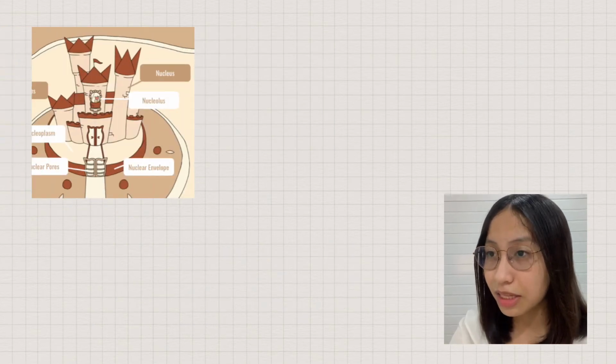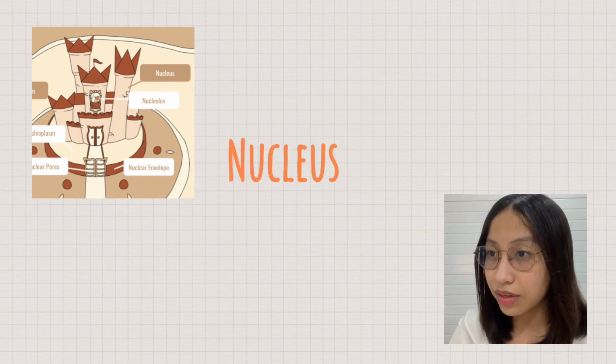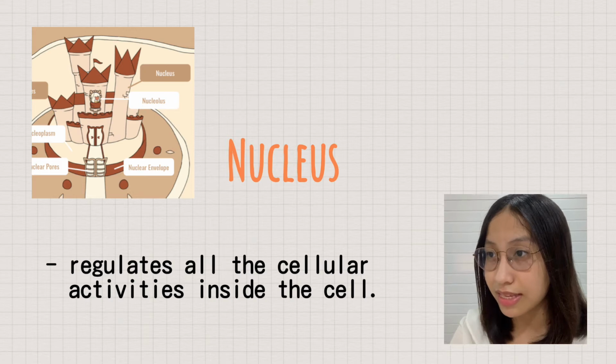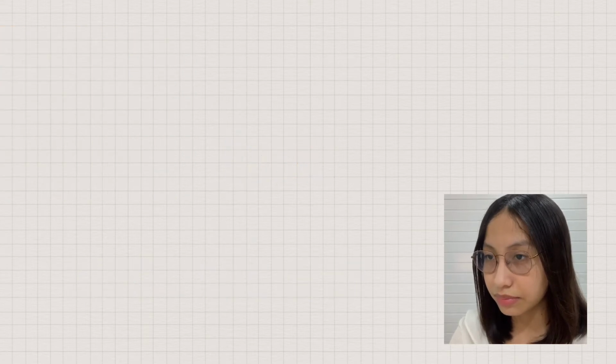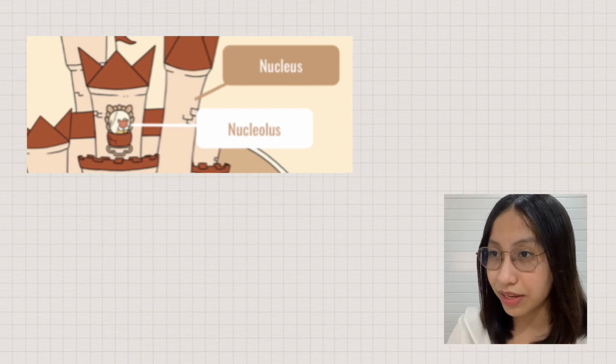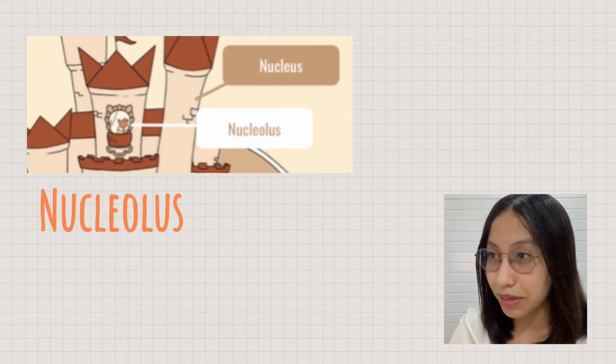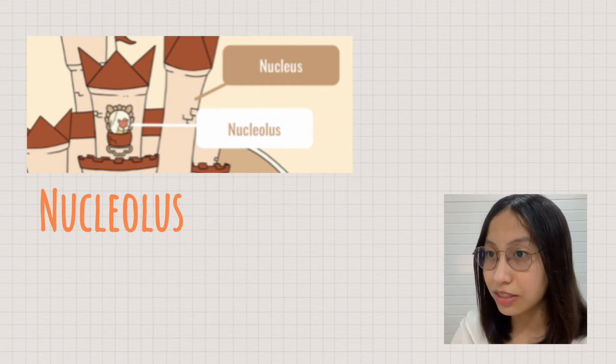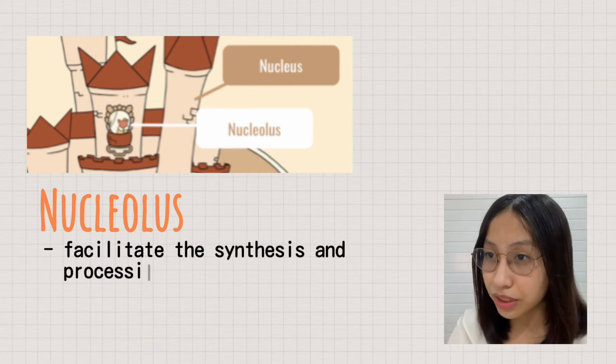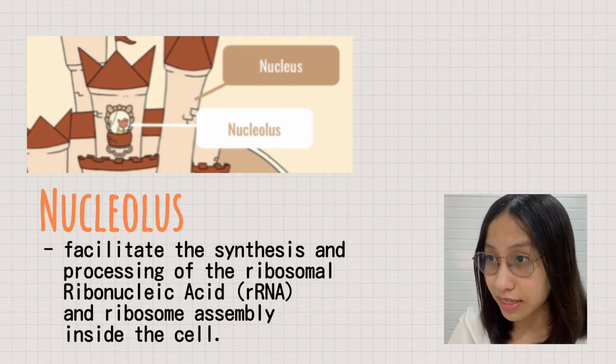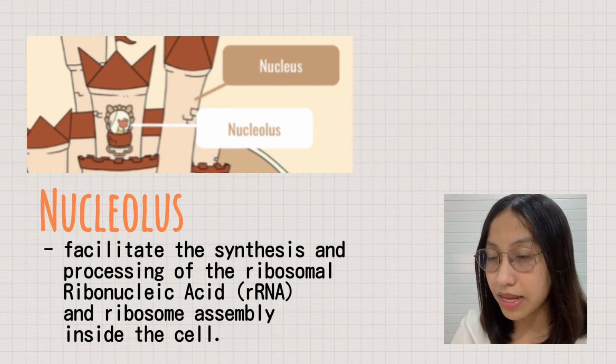As you can see, the big structure in the middle is the castle that controls all the endeavors inside the kingdom. Similarly, the nucleus regulates all the cellular activities inside the cell. Found inside the nucleus is the nucleolus. It can be compared to the queen of the CAT-tipunan kingdom, Ginger. She is the one that commands all the activities throughout the kingdom. Likewise, the function of the nucleolus is to facilitate the synthesis and processing of the ribosomal ribonucleic acid and ribosome assembly inside the cell.